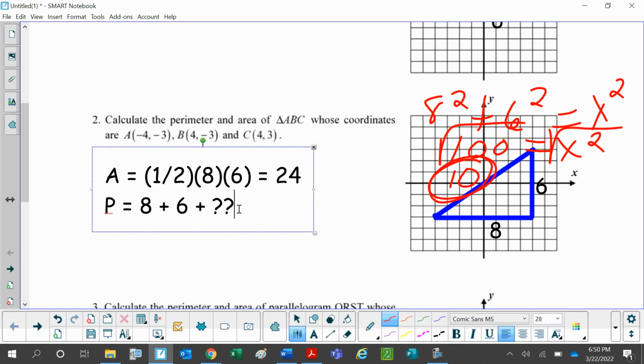So we're going to erase these question marks because we know what that is now. We got 8 plus 6 plus 10, and that's equal to, oh, that's odd, 24 as well. What a coincidence. So both the area and the perimeter for this problem both turn out to be 24.